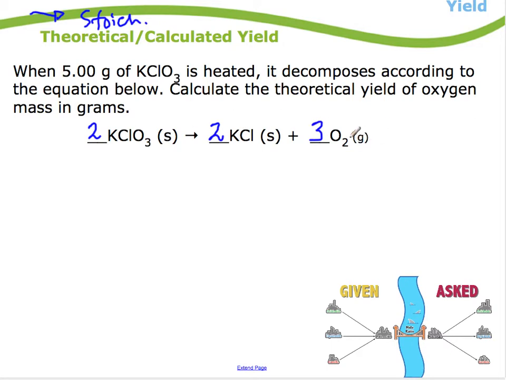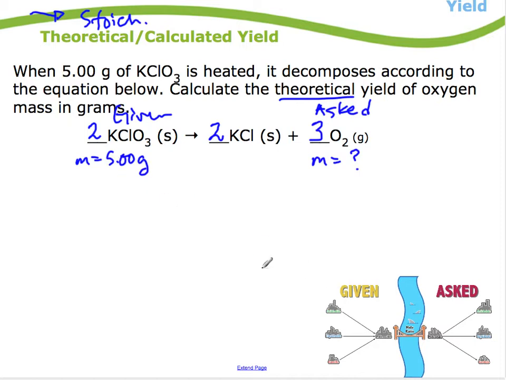Now let's determine our given and our asked. We're given a mass of 5.00 grams of KClO3, and we need to calculate the theoretical yield of oxygen mass in grams. So what is the mass of oxygen that we get in the end? Okay, so I've determined my given. This is my given side, this is my asked side. Now I can proceed to do my theoretical stoichiometry calculations to determine what mass I think I should get.